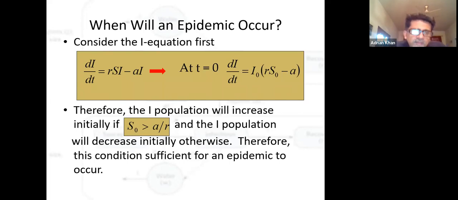So this is the I equation, and at time t, it's just this equation. Now, if I were to ask you, I want I to grow, I want I to become greater than I naught, right? So I want dI/dt at time 0 to be a positive number. Well, the number of infected is always positive. So the only thing which we need to ensure is positive is what's in the brackets, right? Whenever this is positive, dI/dt at time 0 will be positive and you will have an epidemic, right? So R S naught needs to be greater than A, which means S naught needs to be greater than A upon R, okay?